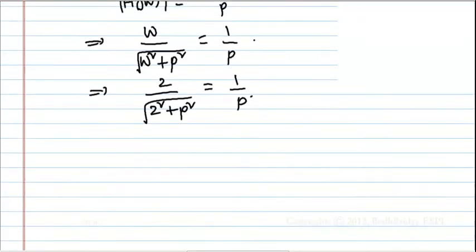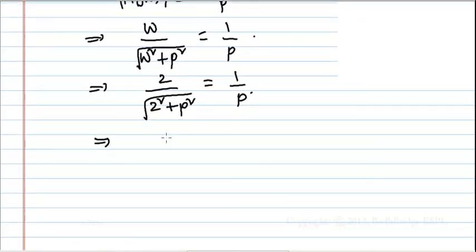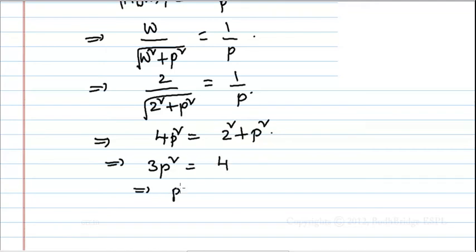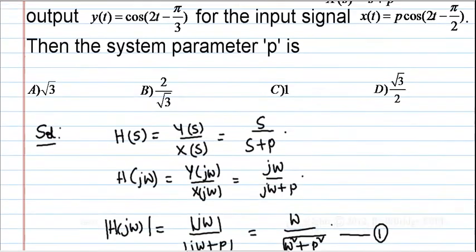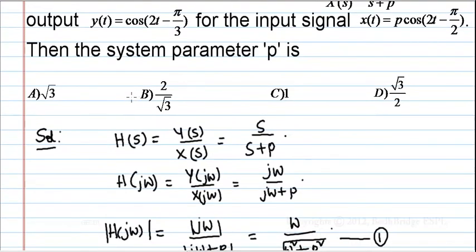Now squaring on both sides and rearranging the terms, we get 4p² equal to 2² + p², which we can write as 3p² equal to 4. This implies that p² equal to 4/3 and p is 2/√3. So we have found the value of parameter p, which is asked in the question, and hence we got the final answer, which is option B.